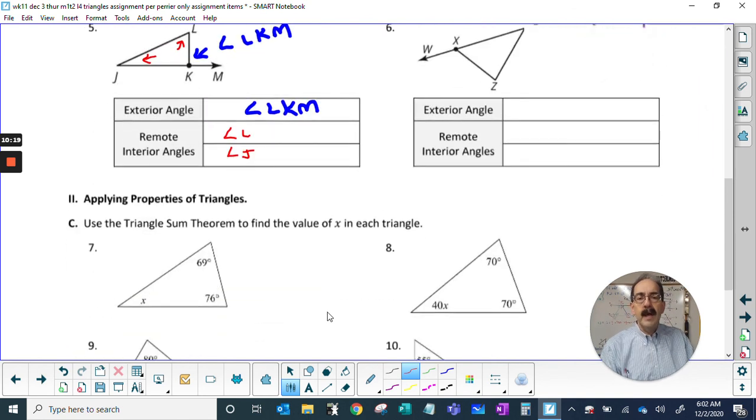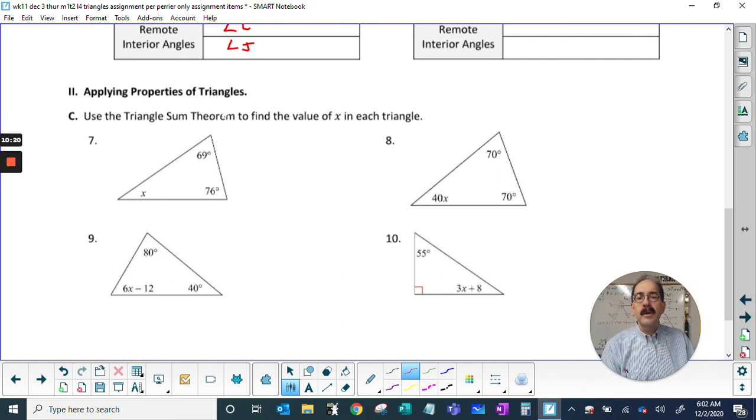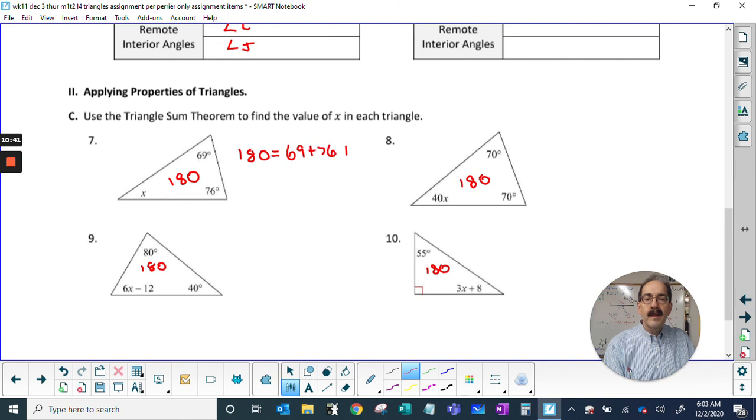Now let's do some math. Triangle sum, 180 degrees, 180 degrees, 180 degrees, and 180 degrees. So you try those. Just set them up. Each one is like that.